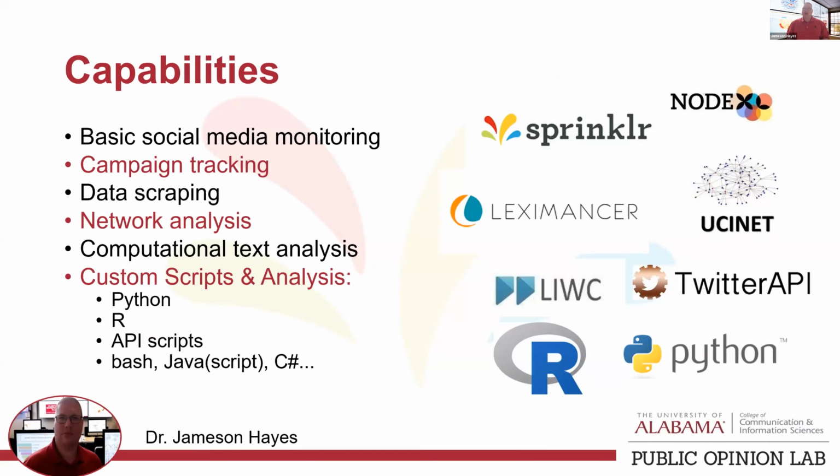So for that, we do a lot of things. We work with the wonderful Sprinklr tools that you've heard about all day. I'm going to talk a little bit more about Sprinklr in a different context in a moment. We can do some basic social media monitoring. We do campaign tracking, but we also do data scraping. Oftentimes our grant partners will come to us and say, hey, we need to pull this data. Can you design a custom script for us? And we do that. And that often takes us into network analysis of the data and computational text analysis. I'll talk a little bit about both of those.